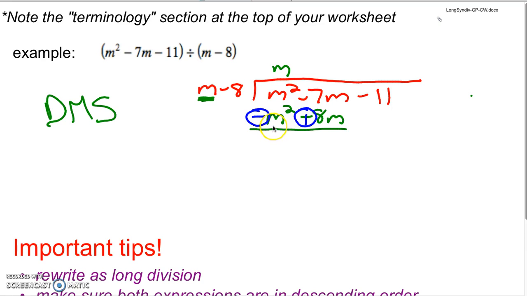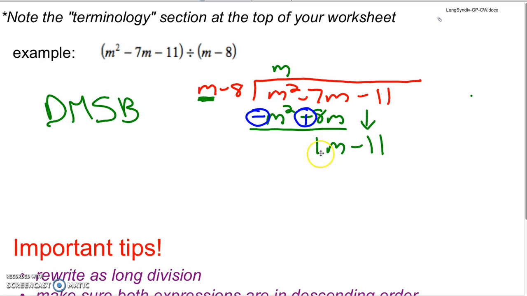If they don't, you've done something wrong. Negative 7m plus 8m is positive 1m. And the next step is to bring down. And so we'll bring down this minus 11. And then we start back at the beginning.